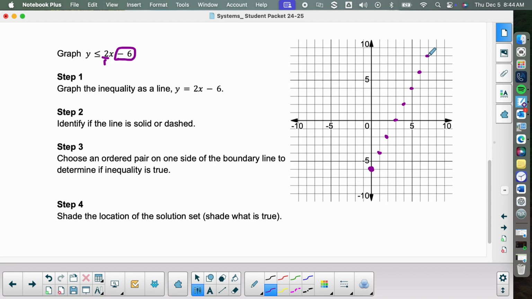Now we need to figure out if the line we draw should be a solid line or a dashed line. This one says less than or equal to. That line underneath means or equal to. I'm sure you know that by now. Basically, if you have a line underneath, you draw a line. If there's no line underneath, it's dotted. So this one is going to be a solid line. So I'm going to draw a solid line.